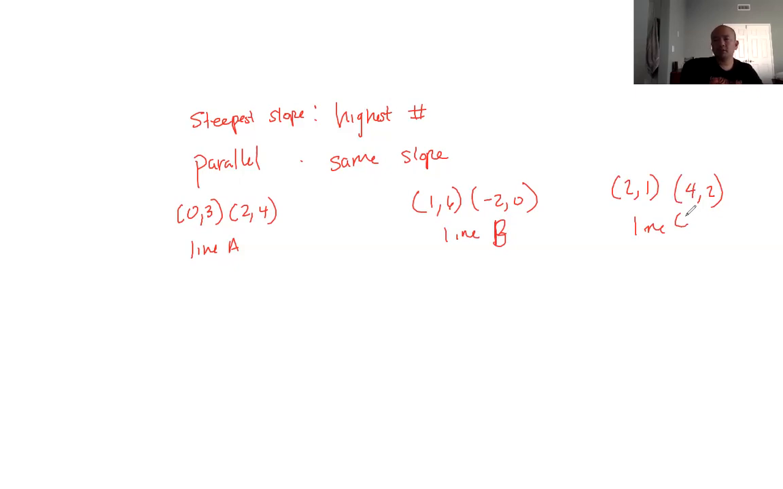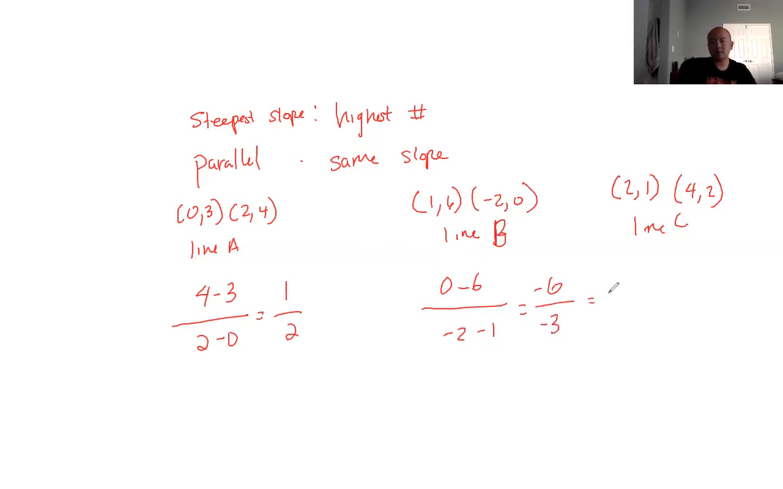Okay? So if they're asking for what is the steepest slope, you need to find the slope of each of these lines. So 4 minus 3 over 2 minus 0, that equals 1 over 2. This is what? 0 minus 6 over -2 minus 1. Keep in mind your integers are super important. If you are not getting these right, then it's going to be really difficult. So 0 minus 6 is -6. -2 minus 1 is not 1. It is -3. This becomes a +2.